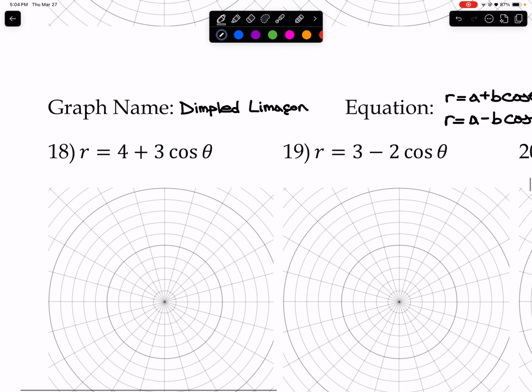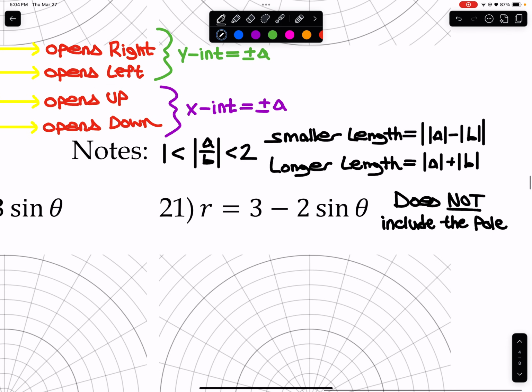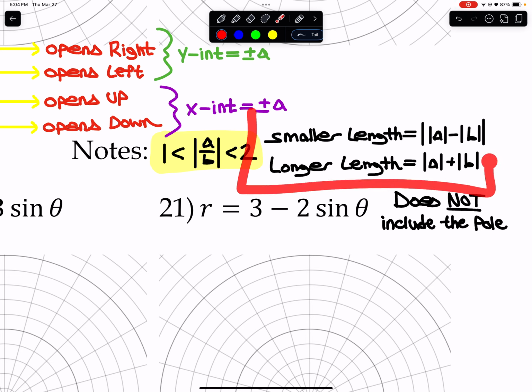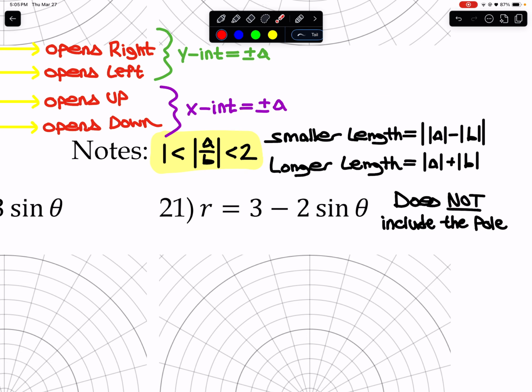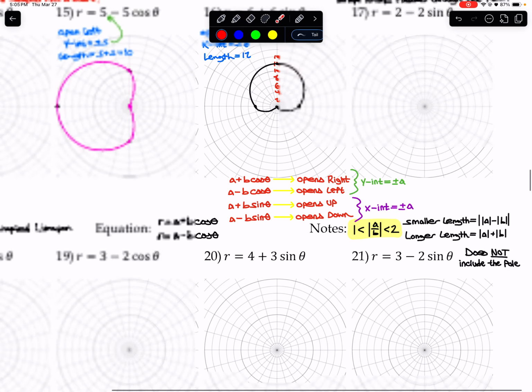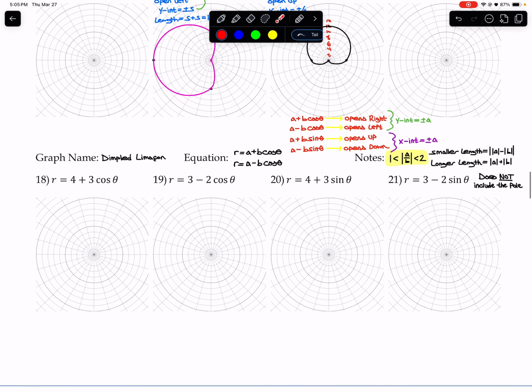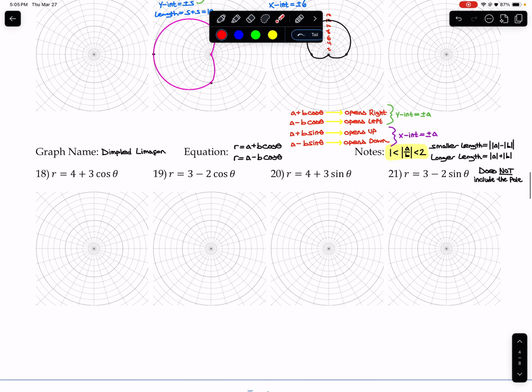So this one is going to be called a dimpled limacon. So a dimpled limacon is still going to follow the big four, but your ratio here is now going to be between 1 and 2. So we're still going to follow the same techniques and same mechanics as we did with the limacon with the inner loop. So it's still going to be the smaller length and longer length. And know that this one does not pass through the pole. So this is the one limacon that we're going to do that's not going to pass through the pole.